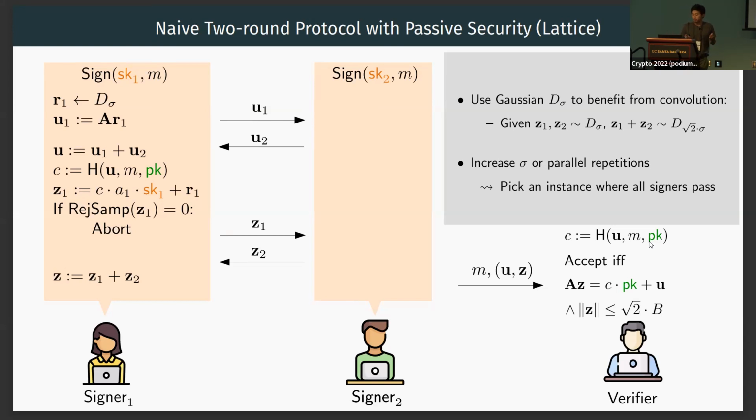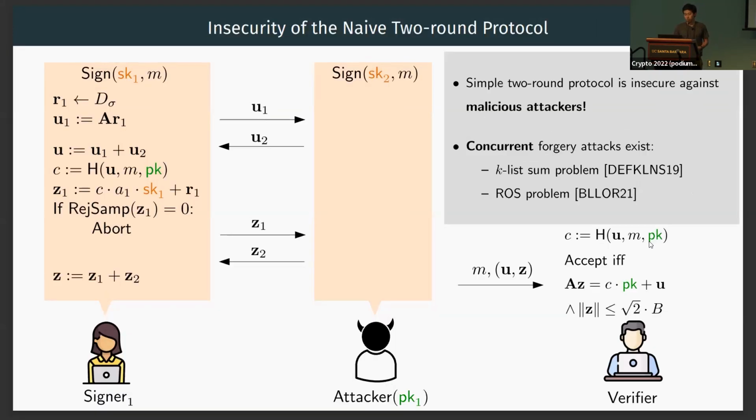So this is a basic blueprint, but it is well known that this naive construction is insecure whenever the attacker behaves maliciously. So in the discrete log setting, actually the existing two-round Schnorr-based protocols are insecure against concurrent attacks. For example, Drijvers et al. show the attack exploiting the k-list sum problem. And there's an even more efficient attack using the ROS problem. So in order to achieve active security, we have to do something more complicated.